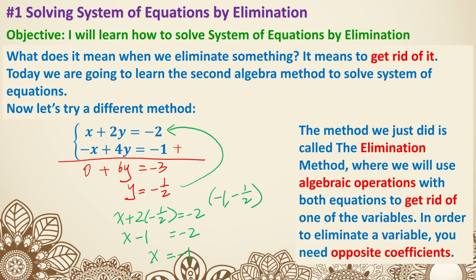This process that we did, this method, is called the elimination method, which, as you can see, we eliminated the x. By adding the two equations together, we're left with just a y, and that's why it's called the elimination method. We will use algebraic operations with both equations to get rid of one of the variables. And in order to eliminate a variable, you need opposite coefficients. So for that B question above, we don't have opposite coefficients. However, we can create opposite coefficients. There are some examples that we'll see of how that works.